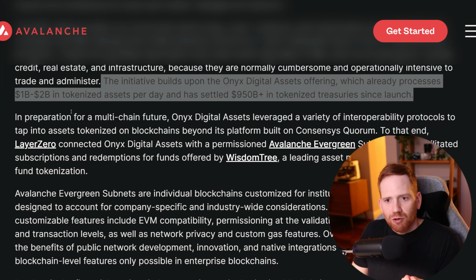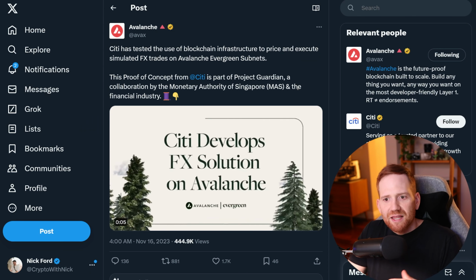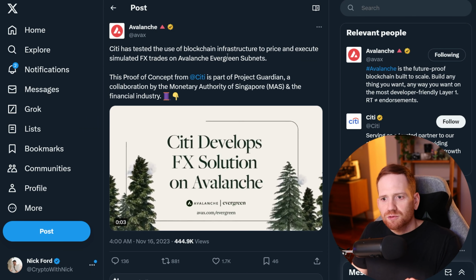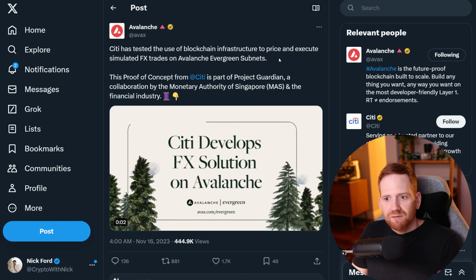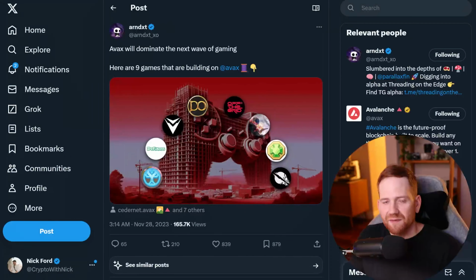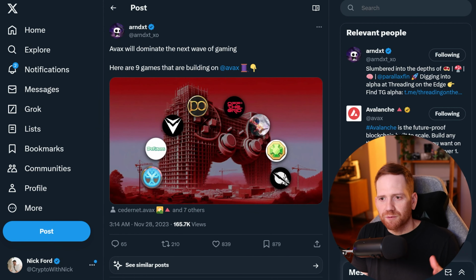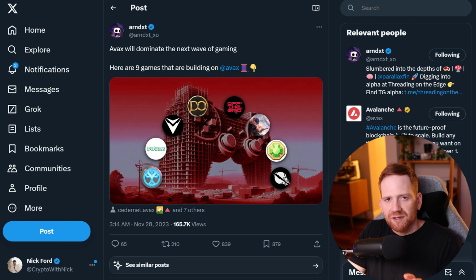They've also been able to land a partnership with Citigroup, one of the largest banking institutions in the world. You can see where they tested the use of blockchain infrastructure to execute simulated FX trades on their Evergreen subnets. And the same customization and value that is being given to institutions actually carries over to gaming as well, because gaming blockchains have very specific needs. And we can see there are a ton of games building on this ecosystem.